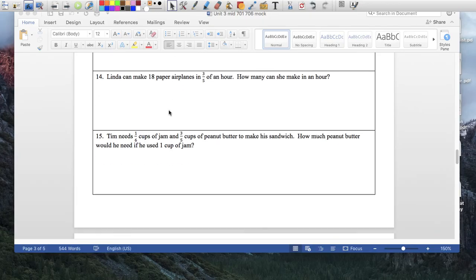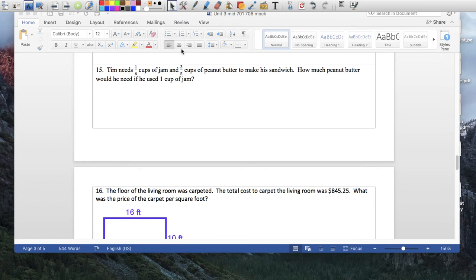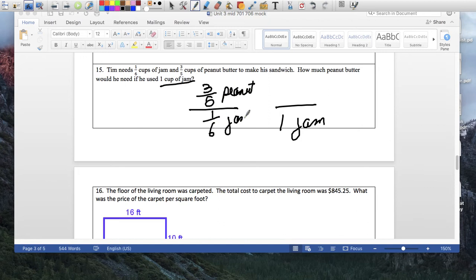Tim needs 3/5 cup of peanut butter for every 1/6 cup of jam to make a sandwich. How much peanut butter would he need if he uses 1 cup of jam? Well, because I want to know 1 cup of jam, 1 cup of jam will be at the bottom. So what do I know? I know that every time he uses 3/5 cups of peanut butter, he uses 1/6 cup of jam. So what happens when he uses 1 full cup of jam? How much of the other ingredient will he need?